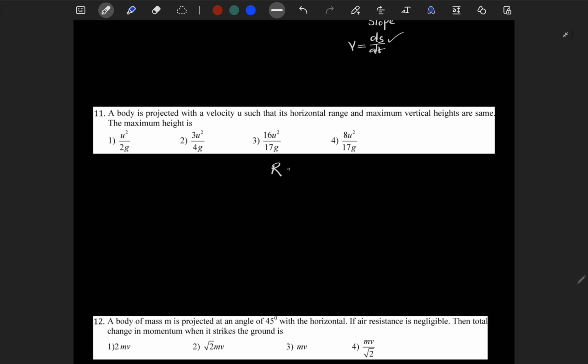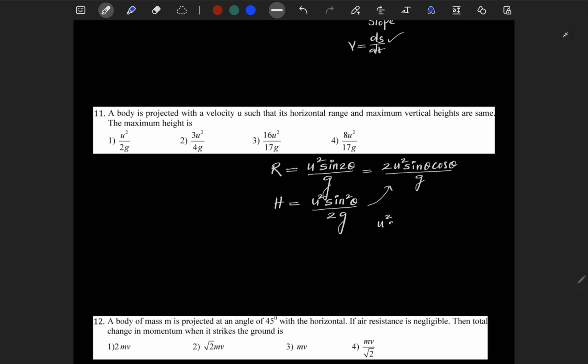The horizontal range, I am writing it as u square sine 2 theta upon g. So this can also be written as 2 times u square sine theta cos theta upon g, because sine 2 theta is 2 sine theta cos theta. And the maximum height h is equal to u square sine square theta upon 2g. So it is given that these two are same, so let's equate these two. So I am writing it here.